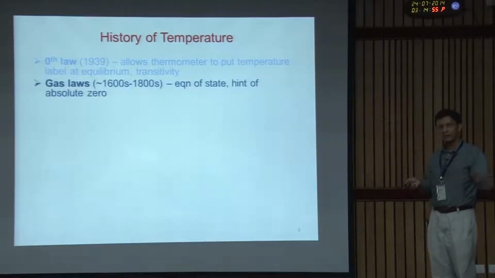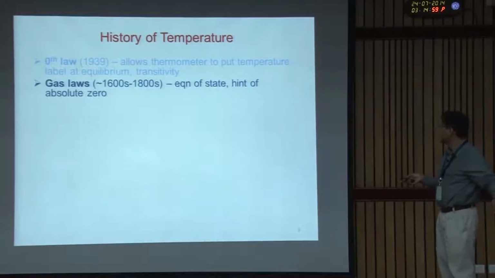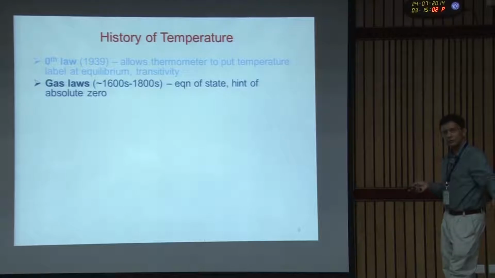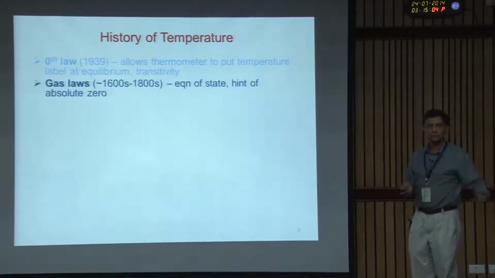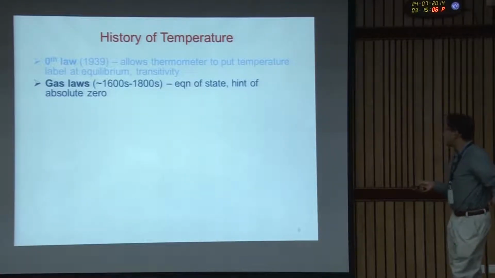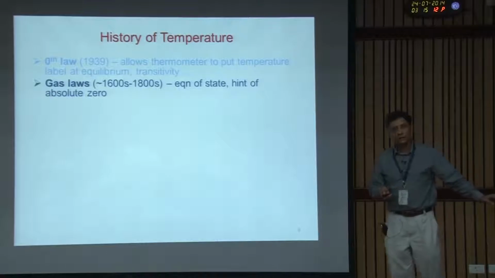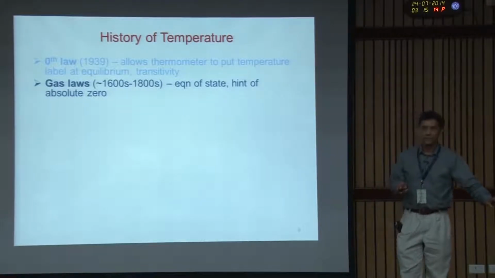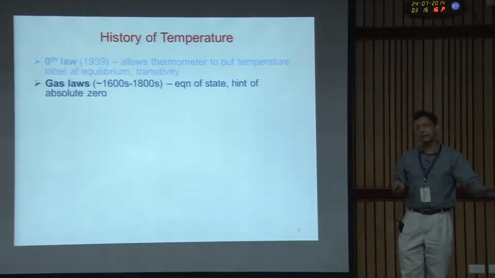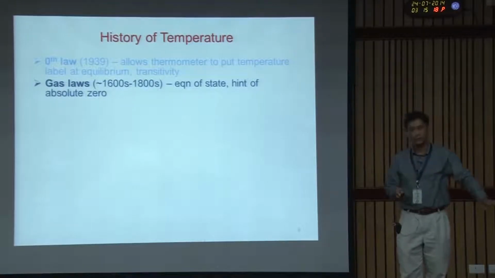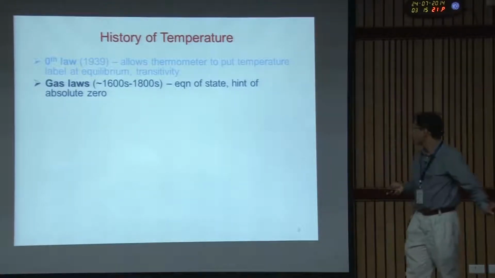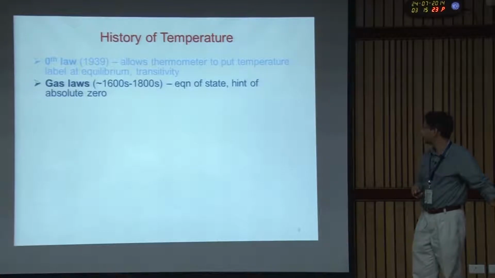Then this is basically a logical sequence. This is not a chronological sequence. Then gas laws, which took almost 200 years to perfect. And the gas laws gave us the equations of state and a hint of absolute zero. If you draw pressure versus temperature at constant volume, you will see that the graph points towards minus 273 Celsius. So that was the first hint of absolute zero.